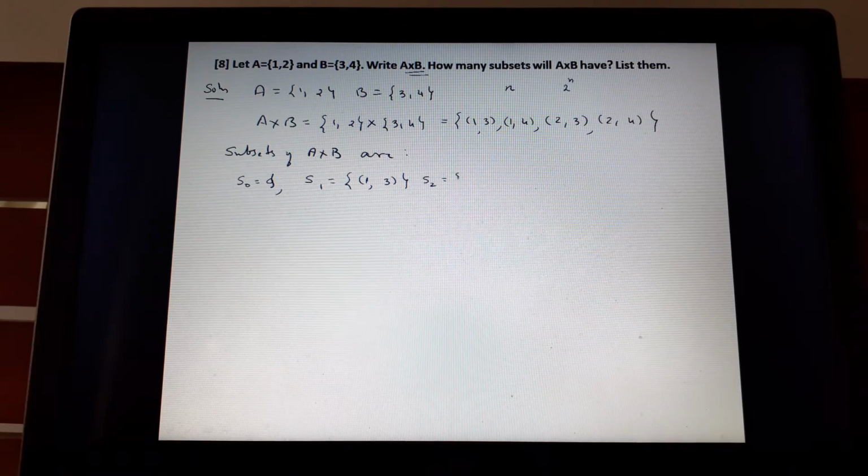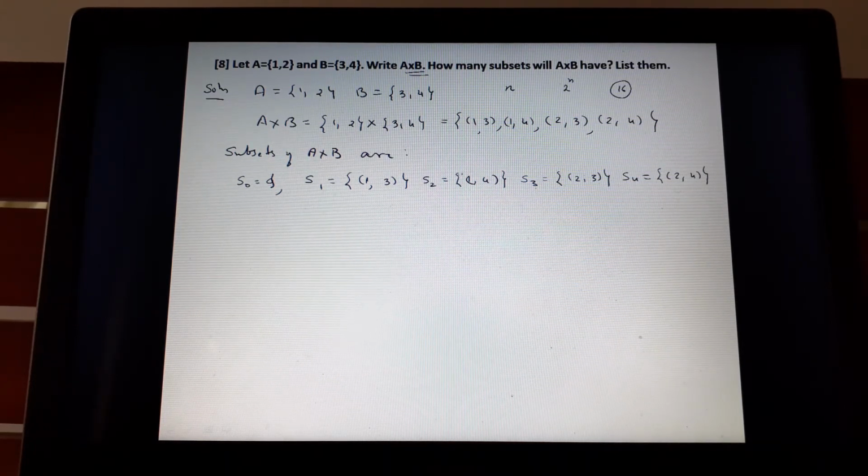S2, I will take 1 and 4, containing only one element. S3 contains 2 and 3. All these are singleton sets. S4 is 2 and 4. So these are the 4 sets which contain only a single element. So 2 power 4 means we should have 16 subsets. So we have to list 16 subsets.